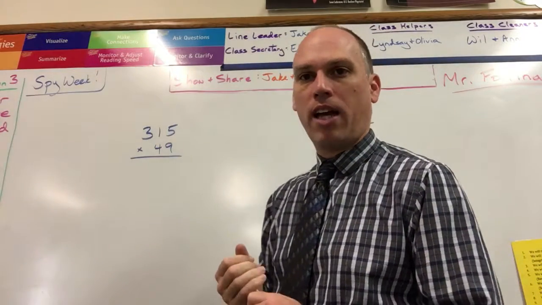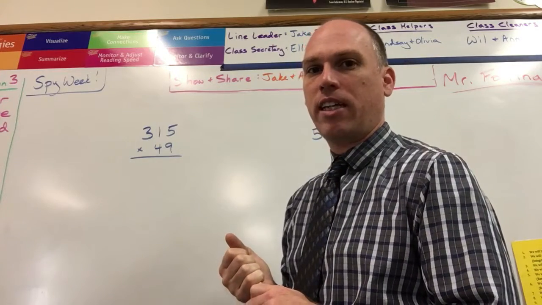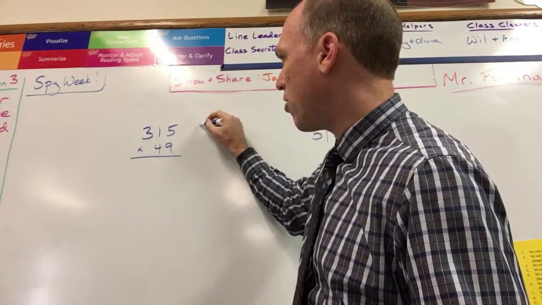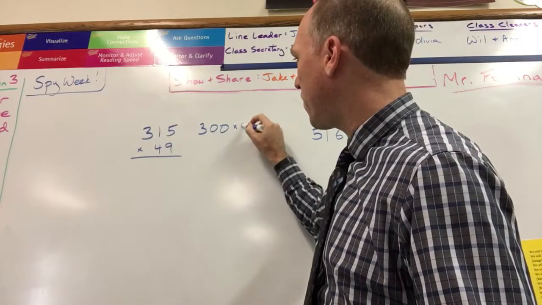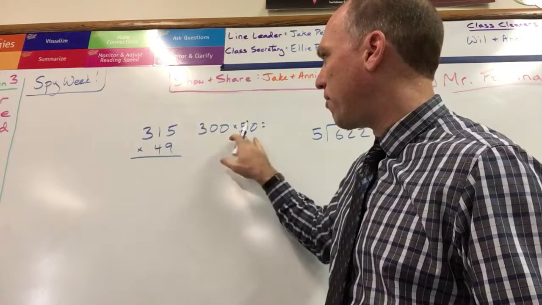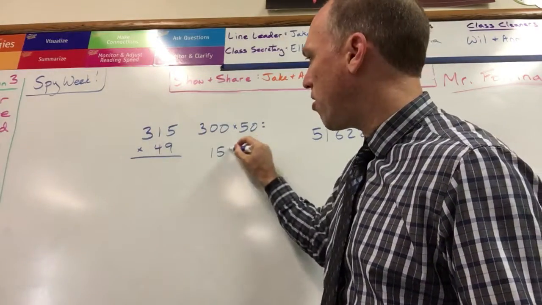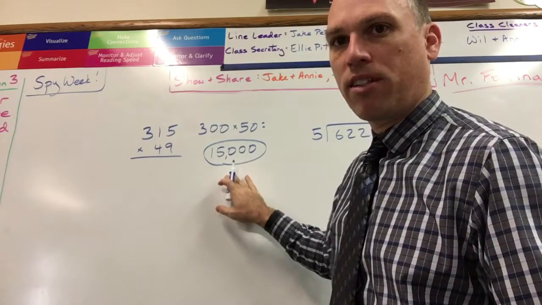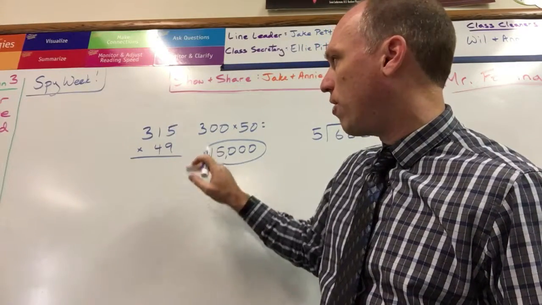315 times 49. The first thing you might want to do is to estimate your answer to see if what you get is reasonable. So, we're going to round 315 to 300 and 49 to 50. We can multiply those numbers easily. 3 times 5 is 15. And we've got 1, 2, 3 zeros. So we know that our answer should be near 15,000. It should be close to that. We rounded the 49 up and the 315 down.